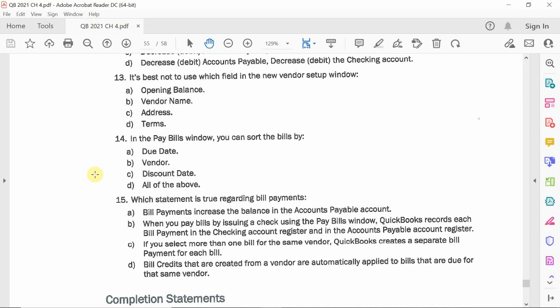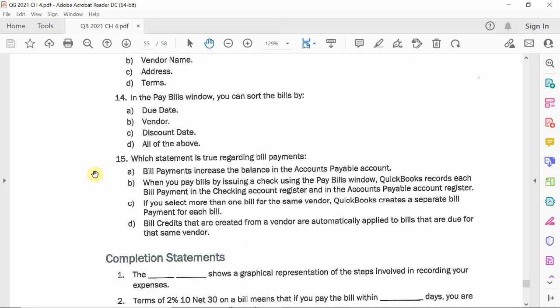All of the above. Yes. So if you remember when I opened up the bills payment, you could do it by due date. You could do it by vendor, and you can also even do it by discount date, right? Those are parameters and filters that you can use at the very top of the window to see what bills you want to look at and want to pay. So D, all of the above, is correct.